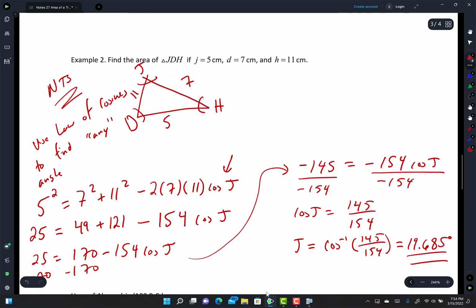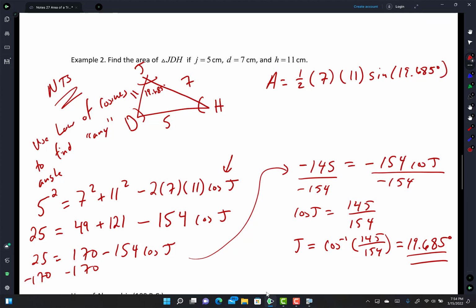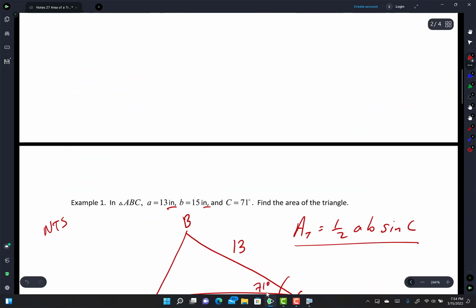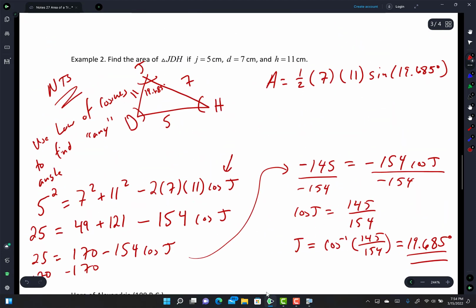So now I'm going to find the area. Area of this triangle is going to be 1/2 times 7 times 11 times sine of 19.685. But use the number that's stored in the calculator, guys, the perfect one that goes on forever. So in case you're wondering, Chavez, what are you doing? I'm just using this formula, guys. So here we go. I'm going to type this into the calculator. Let's see what this area is.